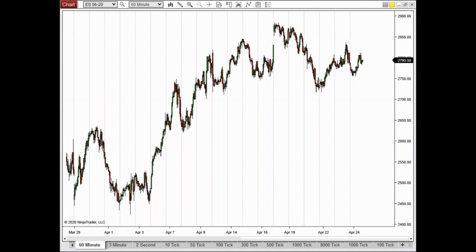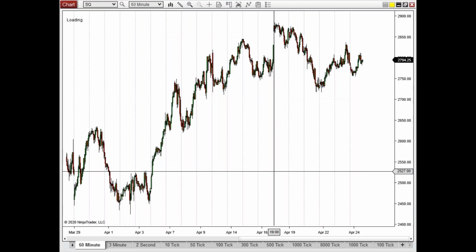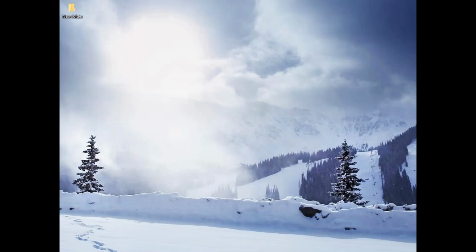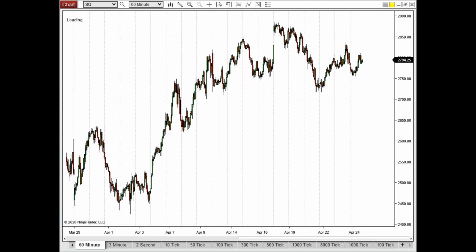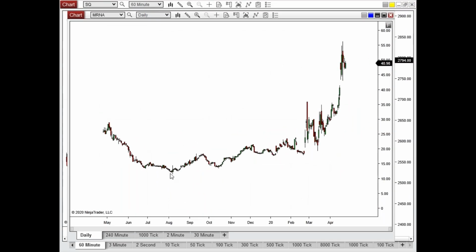Let's go take a look at some of the individual stuff and other things that you guys want to look at. So we've got NVIDIA, Square, Intel. We haven't looked at SQ for a while. Let's go pull that up. So I'm going to get that one to load, and I've got mRNA. I know some of you are following this one. So we'll take a look at that one.